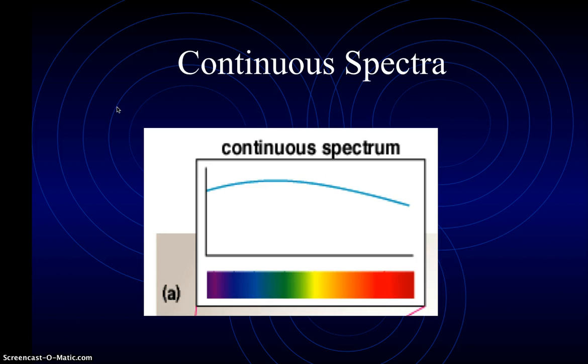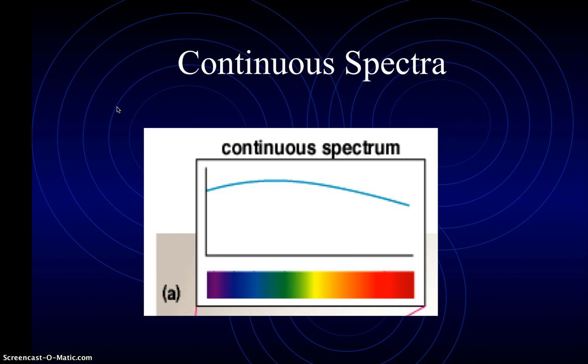Continuous spectra is just what it sounds like. It looks like the rainbow. All the colors blend from one into the other. This type of spectra is going to be produced by a light bulb, by anything like a hot dense gas or a hot object that is heated up so that it glows. It's producing all the different wavelengths, not just particular ones, and that's why you see all the different colors.